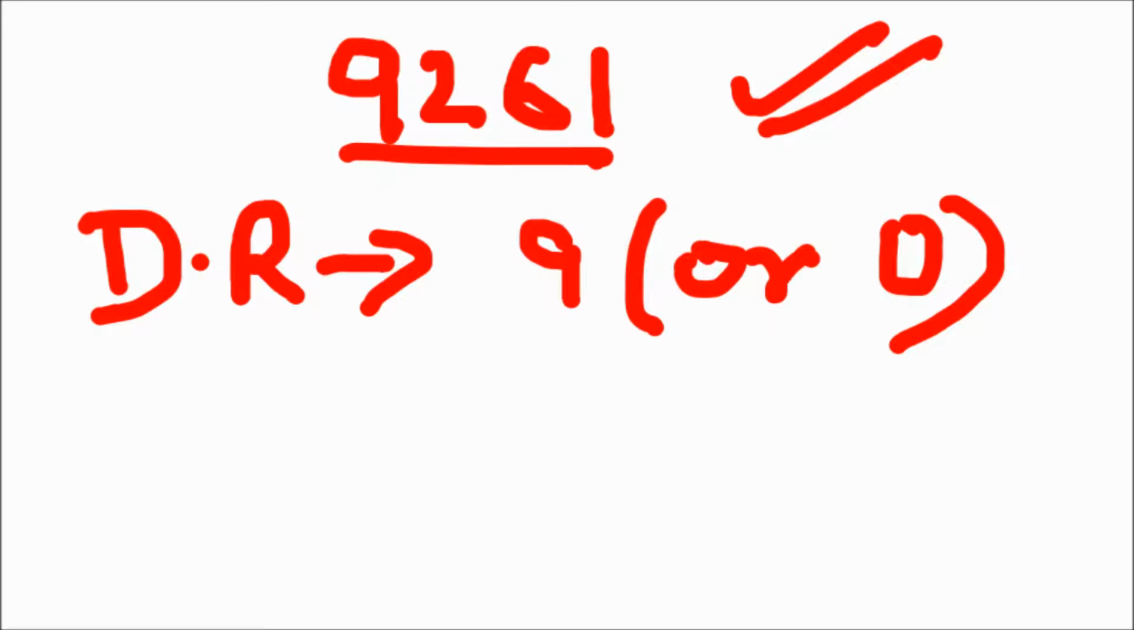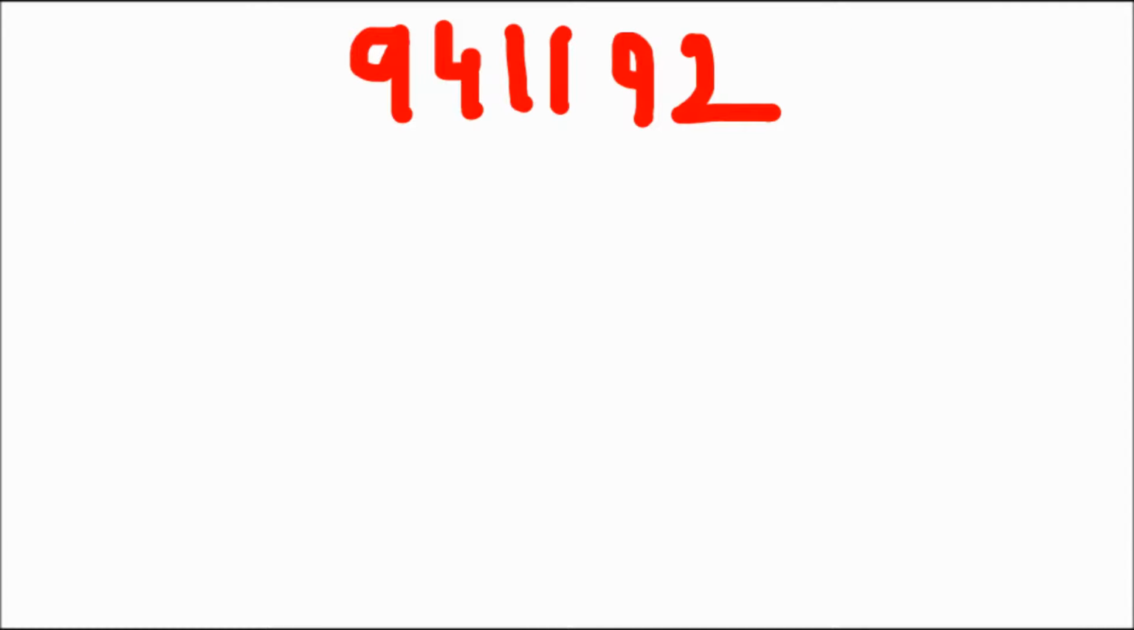If the digital root comes out to be 1 or 8 or 9, you can see that this number may be a perfect cube. Let me take one more example. So this time the number is 941192. Suppose I have to check for this number if it's a perfect cube or not.